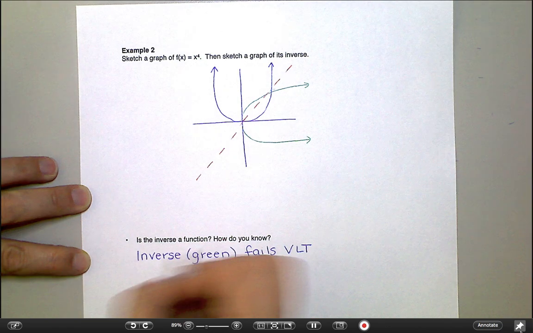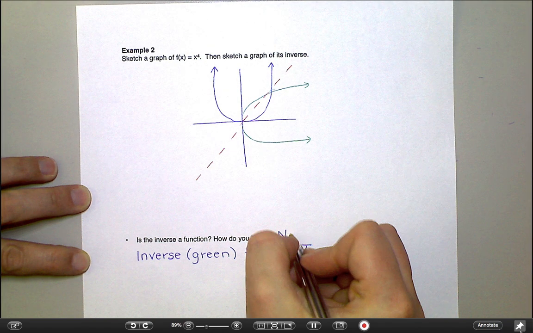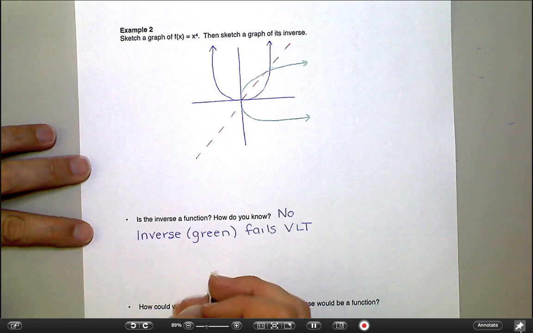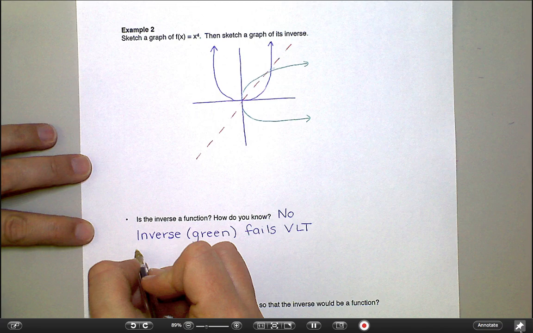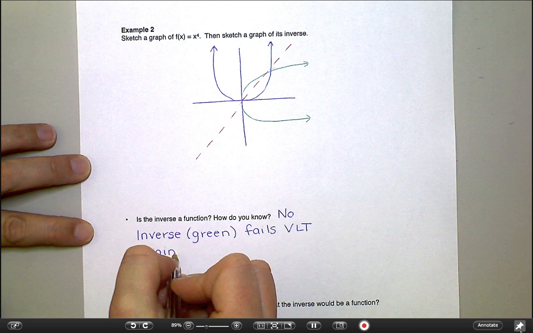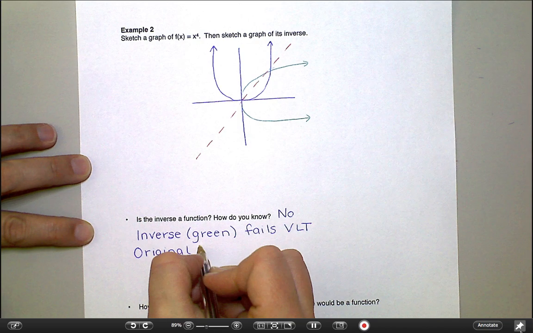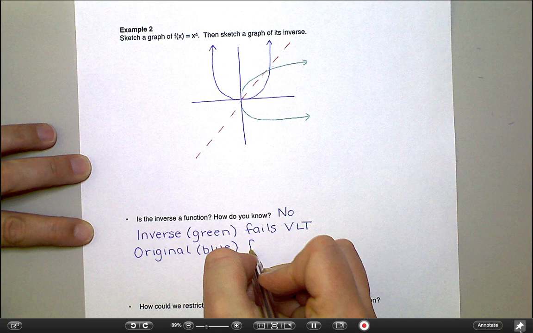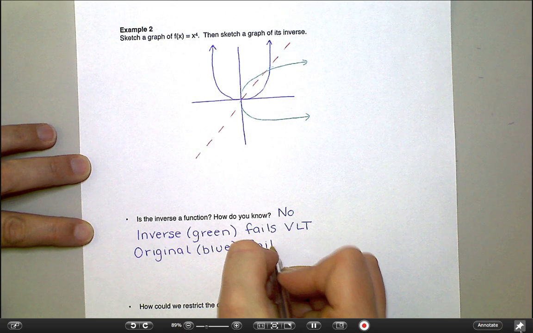And I guess I should have said the answer here. The answer is no. This is not a function because it fails the vertical line test. Or remember, you could use the horizontal line test on the original graph. So the original x to the fourth, which was the blue one, fails the horizontal line test.